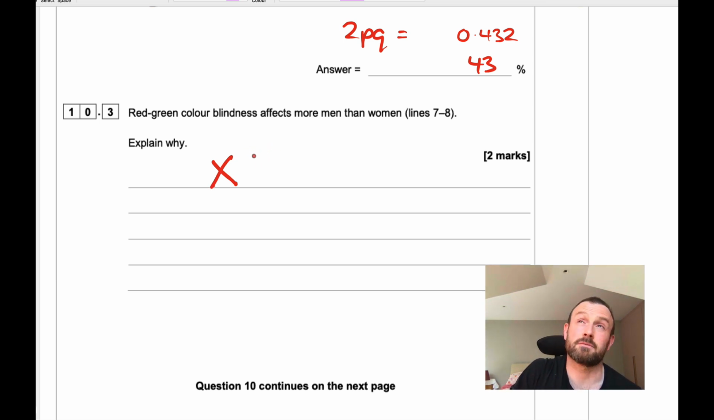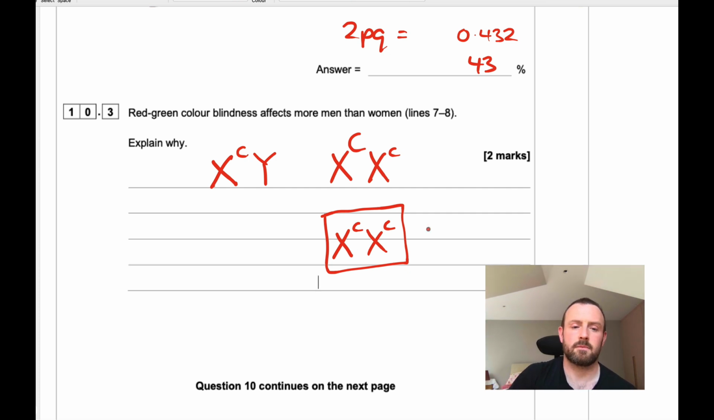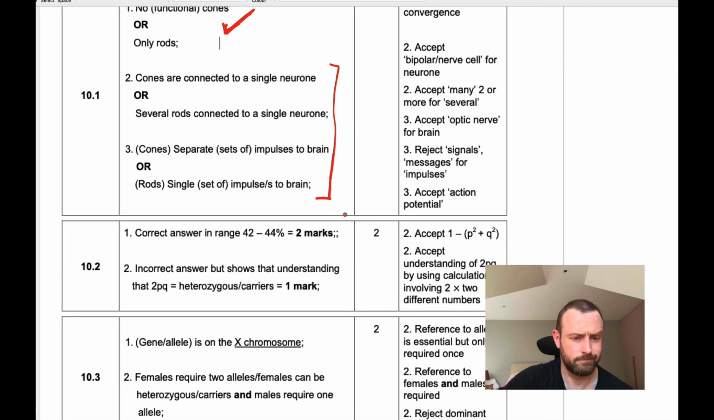Let's do big C for can see color and small c for color blindness. So for a man to be colorblind, it's just X little c and then Y. For a woman, first of all, she might be heterozygous, 1 normal functioning allele, 1 non-functioning allele. She would not be colorblind. For her to be colorblind, we'd have to have X little c, X little c. So there's a much lower chance of her getting the double dose of the faulty allele.